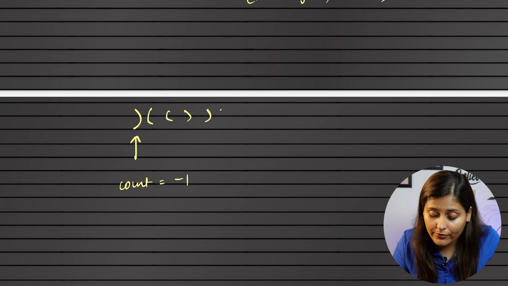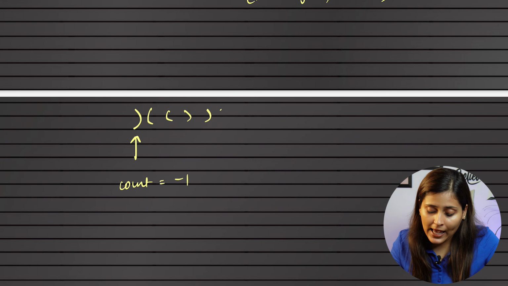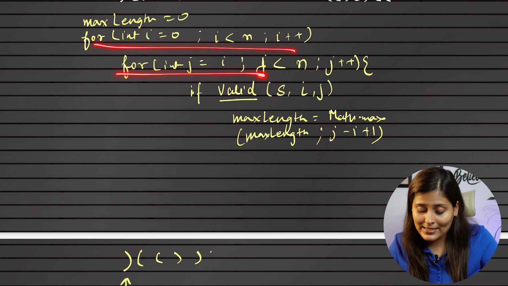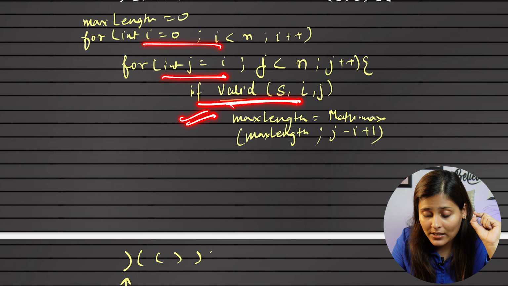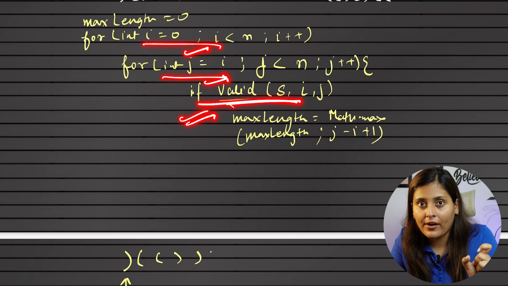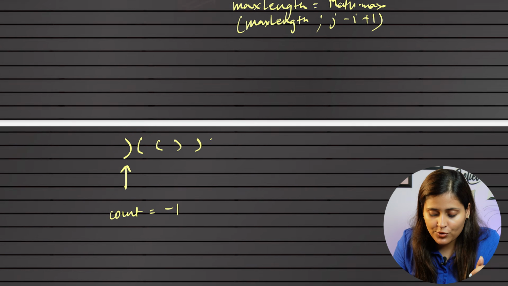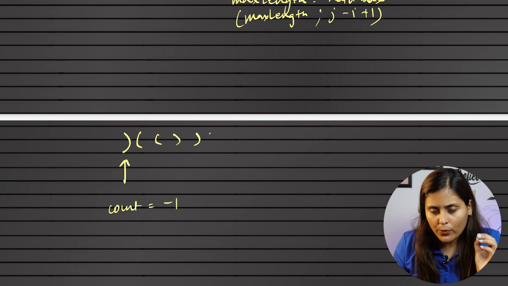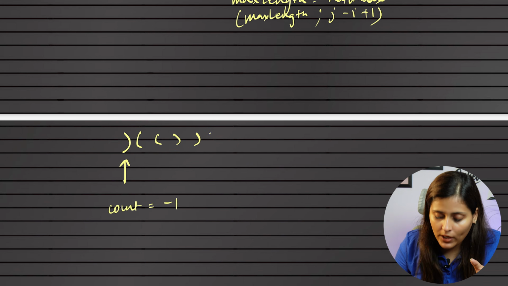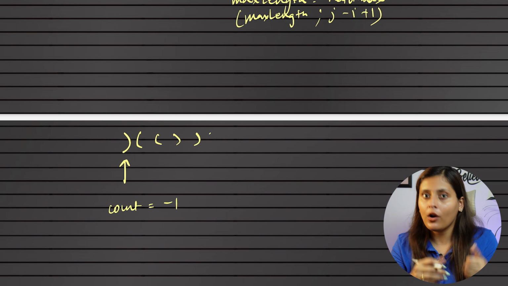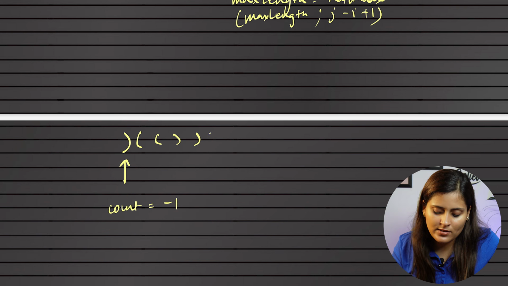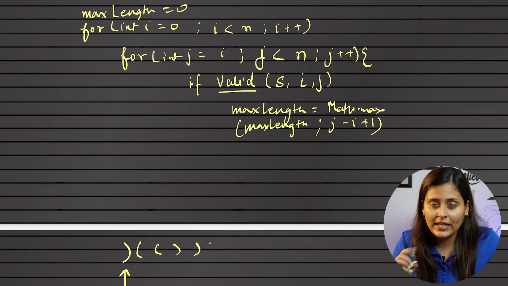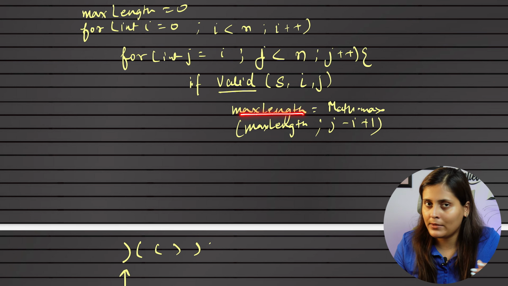Although the question was about finding what? The longest valid one. But as you can see, we have broken down the question into parts: we will generate all such substrings and send them to this valid function. This valid function only tells me whether that particular substring I have sent is valid or not. So suppose I have got this substring in the valid function. Basically I have to check whether this whole thing is a valid parenthesis or not. For sure the count is negative, which means at the start only I can say yes, this substring is not valid. So the valid function will return false, and definitely that maximum length we will not update.